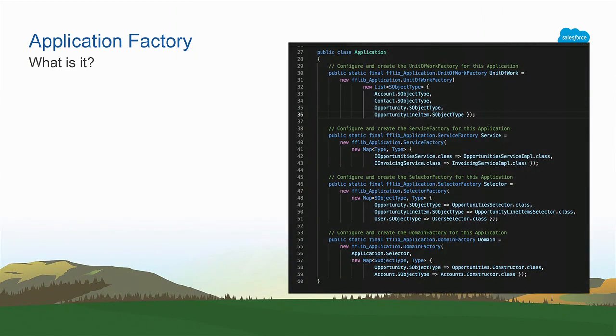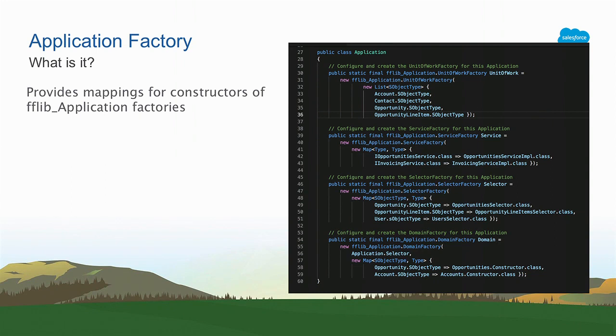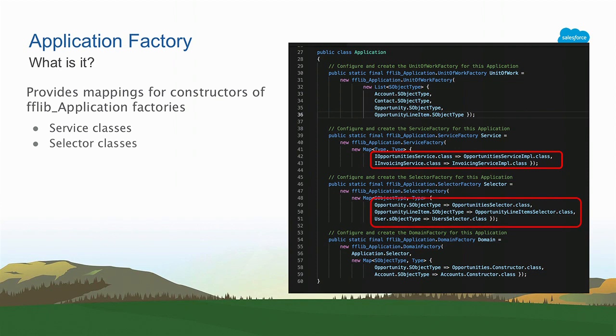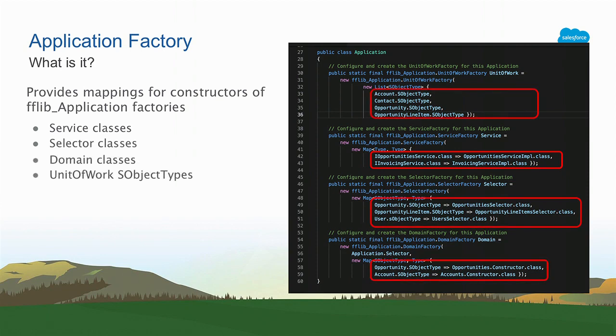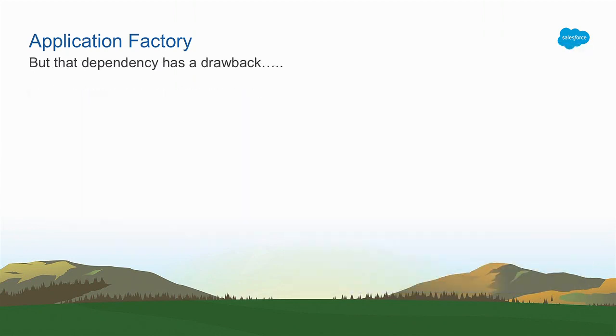So this is a traditional application factory. It provides the mapping for all the constructors to the FFlib framework. It provides them for service classes, selector classes, the domain classes, and it also provides the objects that need to be organized for the unit of work. But in doing so, it has a dependency on every single class going. So why is that a problem?